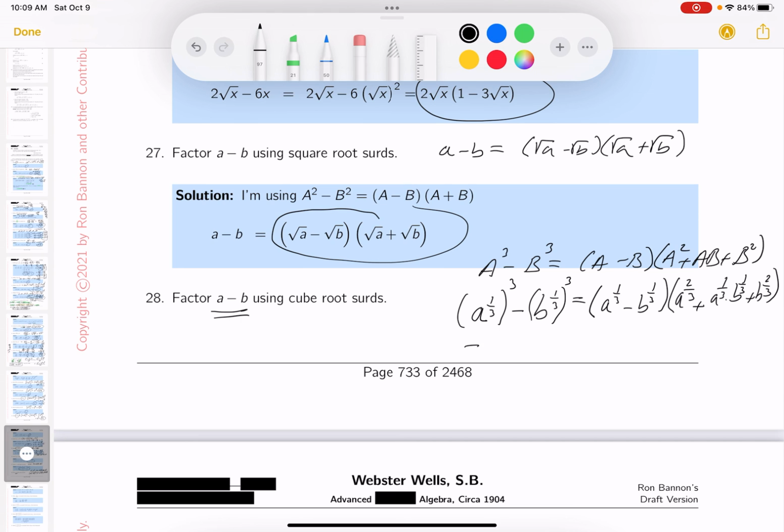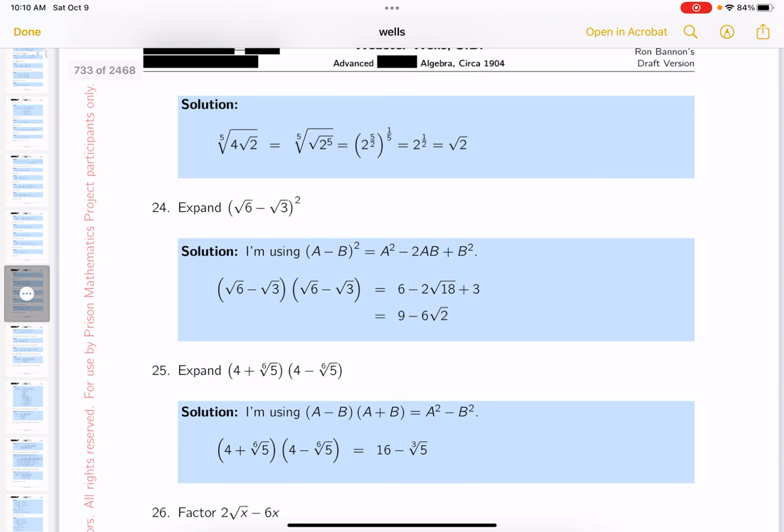I'm going to clean this up. This would be the cube root of a minus the cube root of b. Then you're going to get the cube root of a squared plus the cube root of ab, plus the cube root of b squared. All right? Let me look, I think I just touched something.